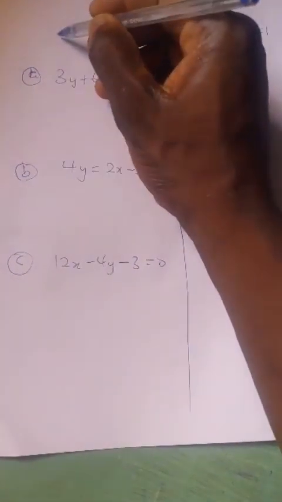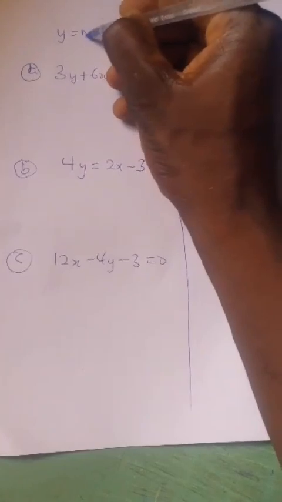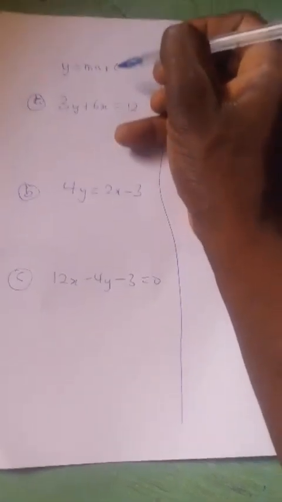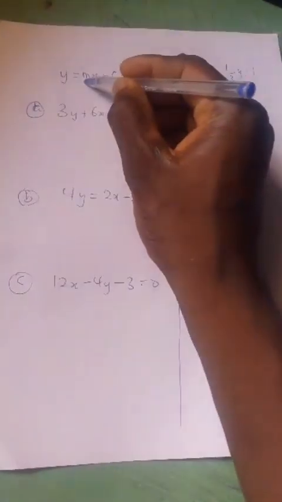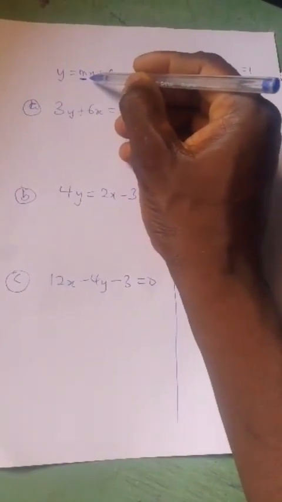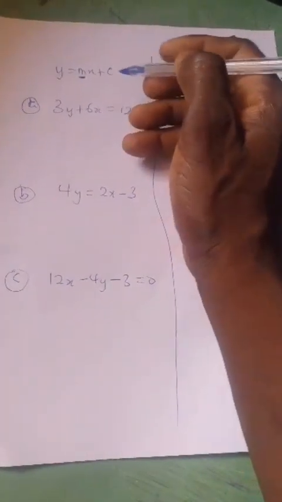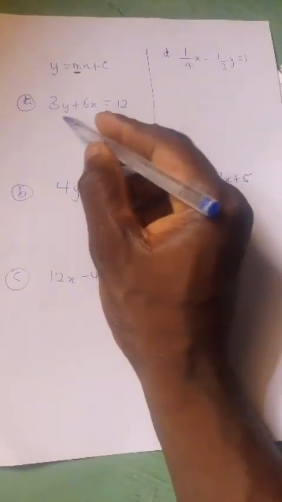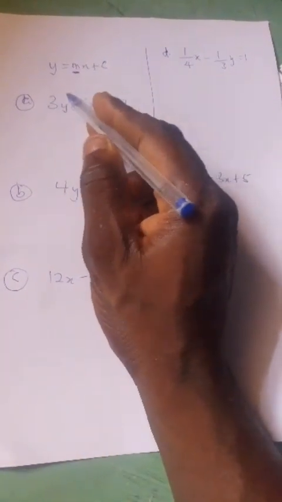The only thing you do is that your target is to make it look like y is equal to mx plus c. Remember, m stands for the coefficient of x, and it is the gradient. For example, say you have to rewrite it, making y the subject.